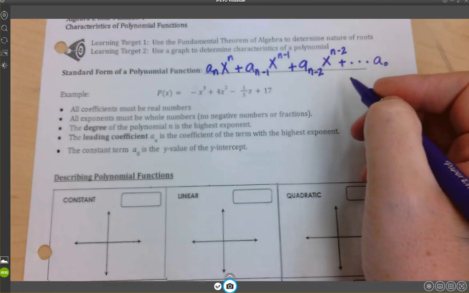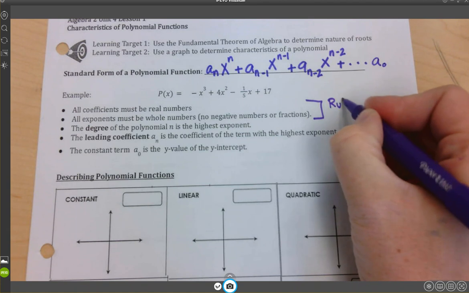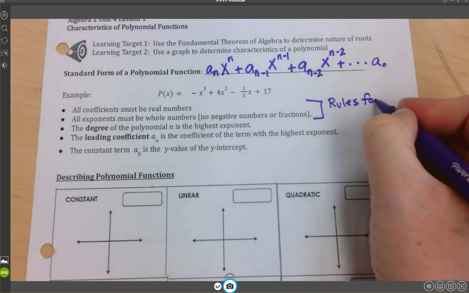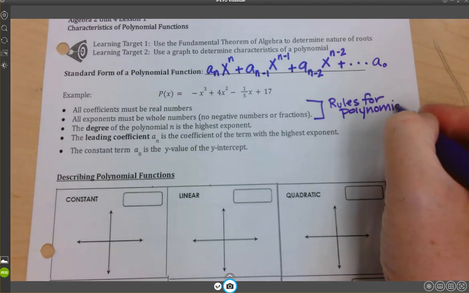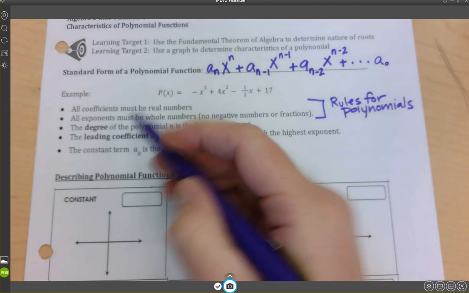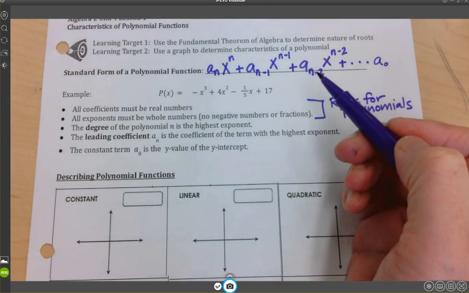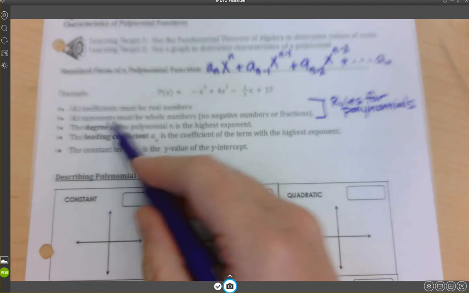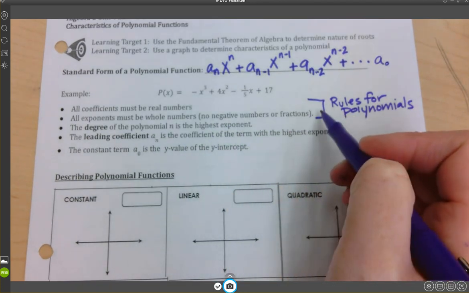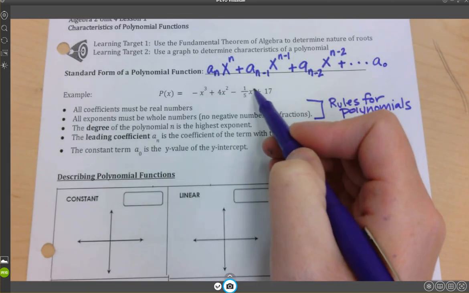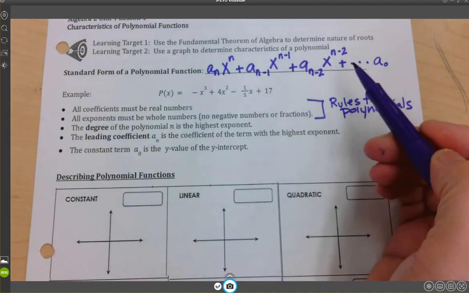Here are some rules for polynomials. So I'll write that right here. First two are rules to be a polynomial. Your coefficients, the numbers in front of the x, those need to be real numbers, so no i's. The exponents have to be whole numbers, which means they can't be negative and they can't be fractions. So my exponents are 3, 2, and 1. They're all positive. None of those exponents are fractions.